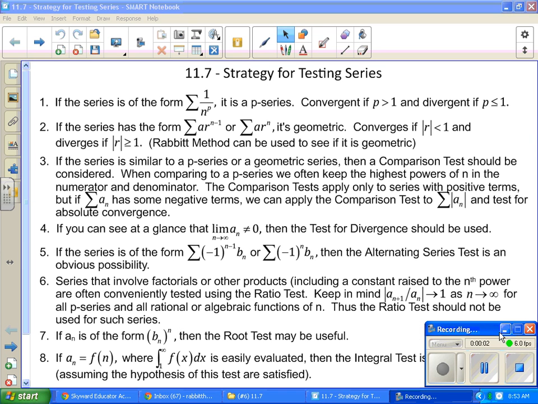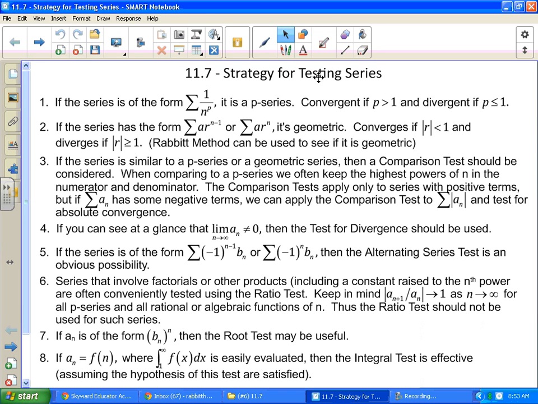All right, 11.7 is all just about strategies for testing series, because we've learned quite a few different tests. Some sections had one, some had two. Trying to narrow it down to which test we're going to use, because it's not just going to be characterized into "use this one" kind of thing. So obviously if you have like 1 over n to the p, that's going to be a p-series.